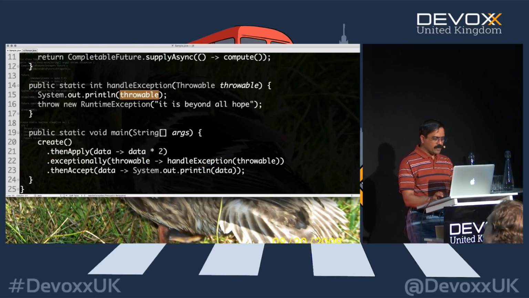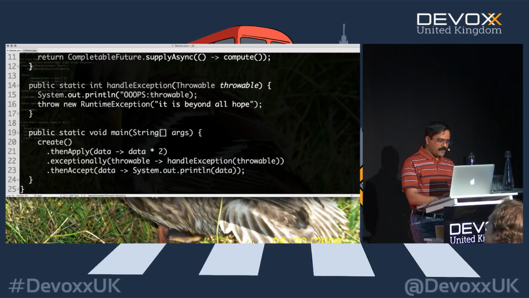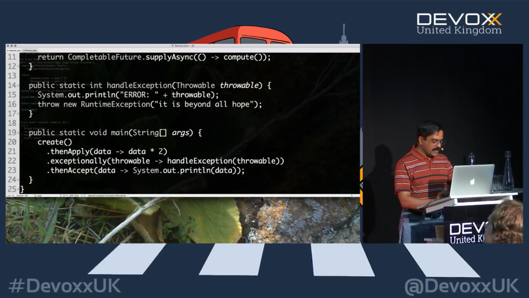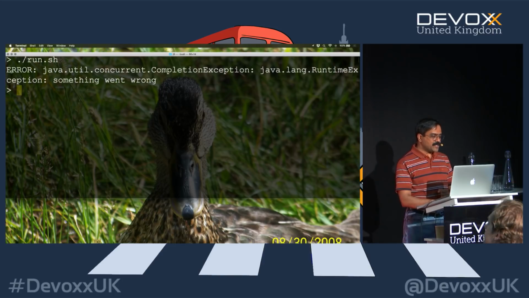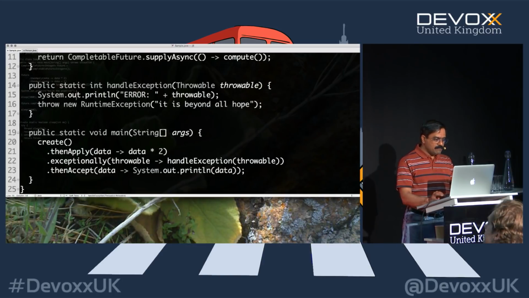Oh, I'm printing the throwable. Sorry. This is going to be my fault. I should say oops, or let's say error. Maybe that'll give us a little bit more context as to where we are getting that. Maybe that's why I was getting confused right there. Let's give it a try again. So run this. Oh, there we go. So that says error. So let's revert back to what I had a minute ago.